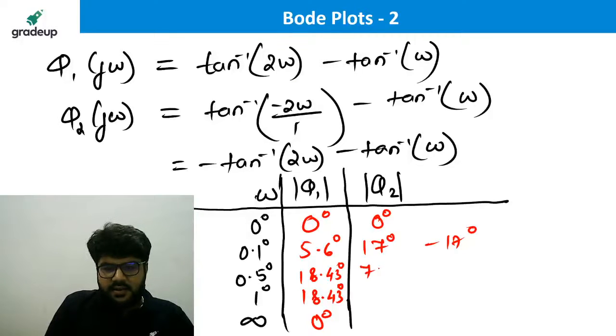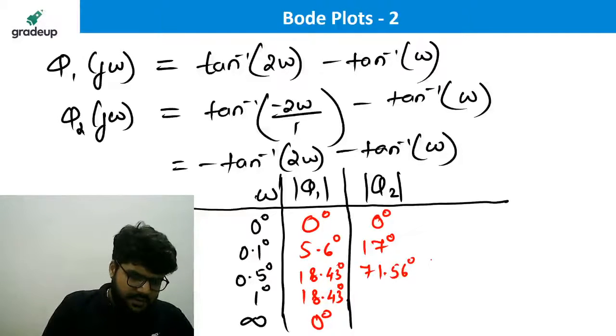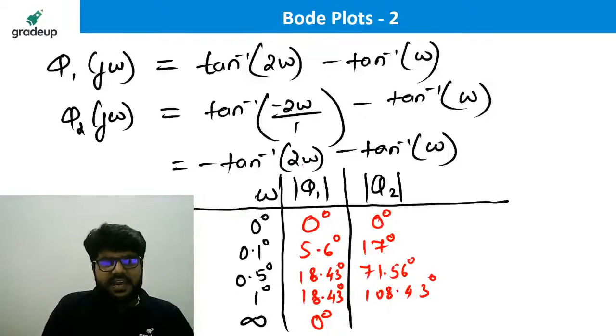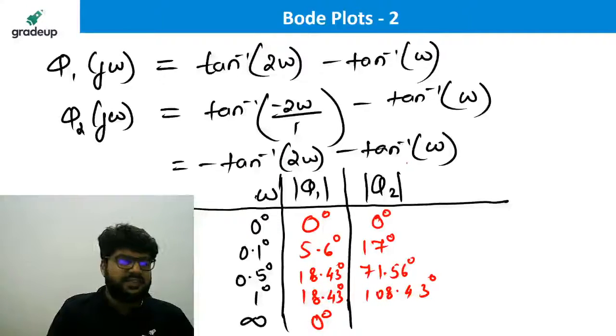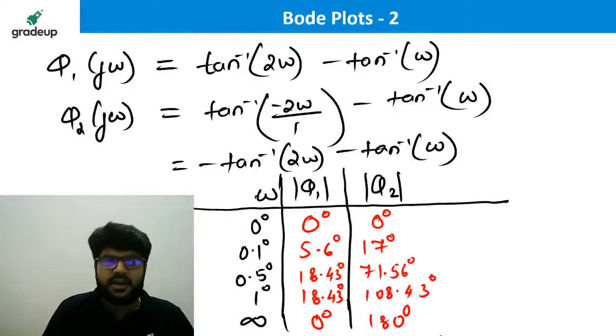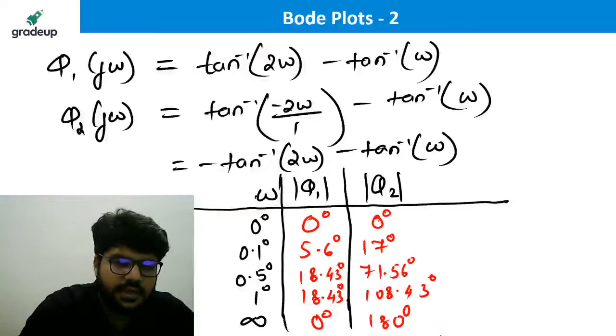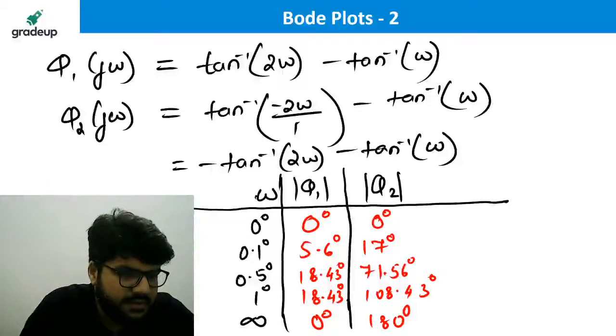71.56 degrees. Then at 1, 108.43 degrees. And at infinity, tan inverse infinity, so minus 90 minus 90 is minus 180. So after taking the mod, it is plus 180 degree. Correct.